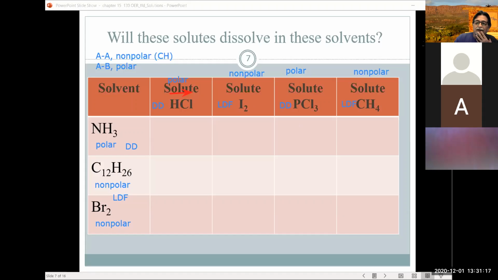Okay. So to answer the question here, which of these solutes will dissolve in the solvents, we got to remember like dissolves like. Polar dissolves polar. Nonpolar dissolves nonpolar. Good example, again, makeup.